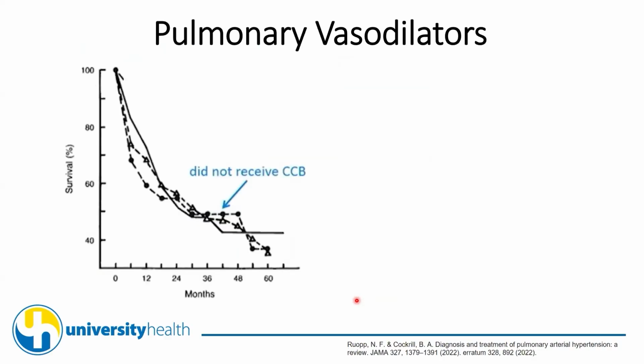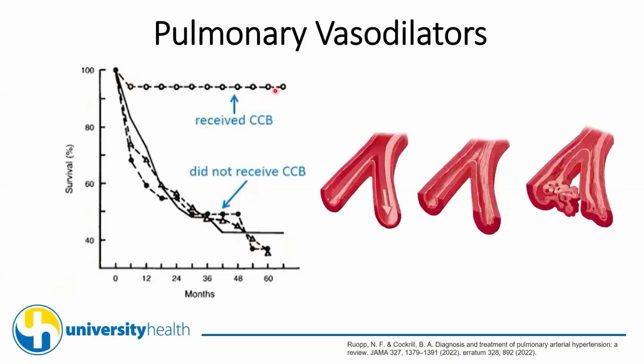So this is a study from 1990 where they started patients on a calcium channel blocker. There was an arm that didn't receive calcium channel blockers, and as you can see, very poor survival in this group. And the group that did receive calcium channel blockers did really, really well. So what this showed was maybe it's not important to reverse this plexiform lesion, but instead to just cause vasodilation, so it eases the burden on the right ventricle.